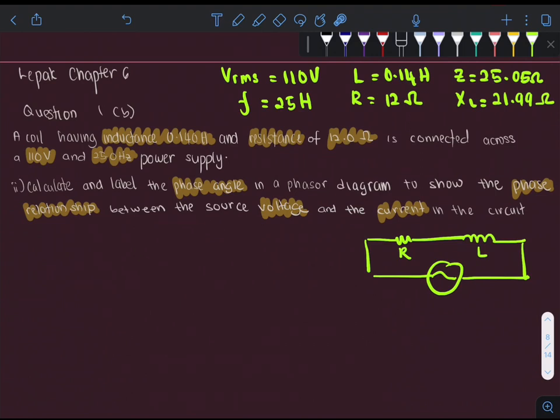Okay, next we're going to look at question 2 here, where we have to calculate and label the phase angle in a phasor diagram to show the phase relationship between the source voltage and the current. So basically, we are required to find the value of the phase angle. Phase angle here refers to the phi, and also to label this phase angle in a phasor diagram. So we have to sketch a phasor diagram to show the angle phi, where we can show the relationship between the voltage and also current. So there are two parts of the question here.